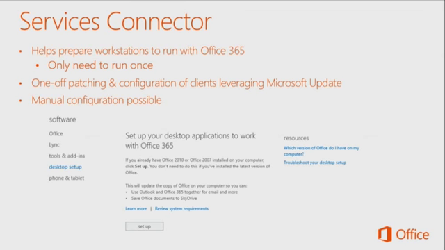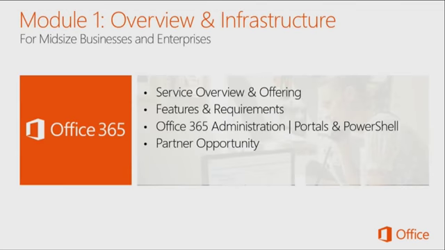If it finds that you've still got Outlook 2003 installed on your PC, it's going to tell you that it can't connect to Office 365. And there is some manual configuration possible, of course. You can always manually configure Office 365 on the PCs.